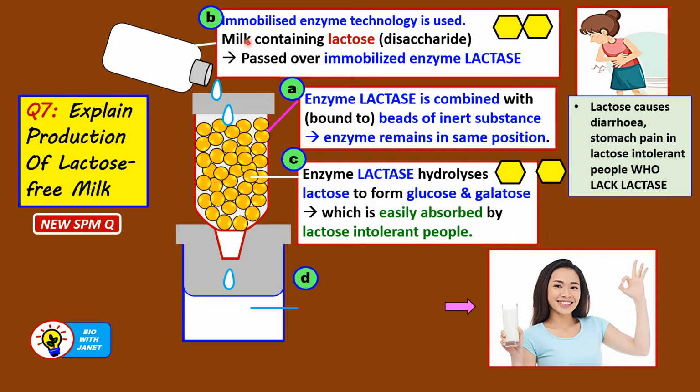Now, next, milk containing lactose, which is a disaccharide, is passed over the immobilized enzyme lactase inside this column. So thirdly, the enzyme lactase will hydrolyze the lactose to form glucose and galactose in the column here. And these two products are easily absorbed by lactose-intolerant people and won't cause indigestion or any symptoms like diarrhea and stomach pain. Now next, the lactose-free milk is produced and can be drunk by these people. All right.